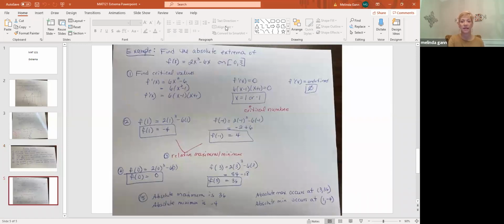Look what it says. It says find the absolute extrema, so the highest of the highs and the lowest of the lows of this cubic function between x equals 0 and x equals 3. So it's an S curve. Remember, cubes are S. I'm chopping the graph off. So step 1 said to find your critical values. So we've got to take the derivative. So that's 6x squared minus 6.